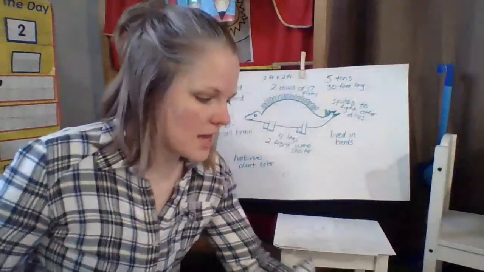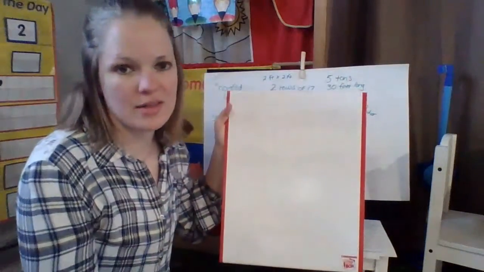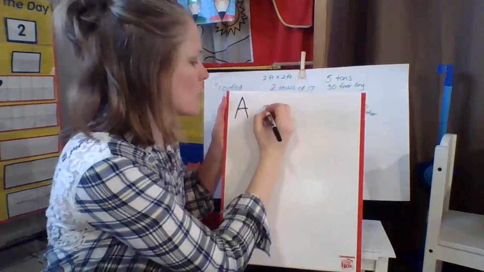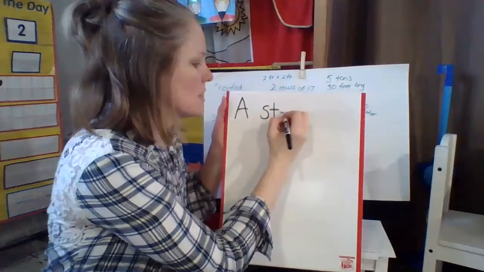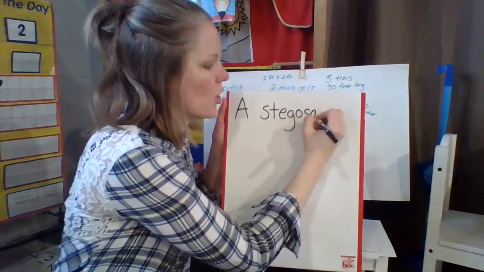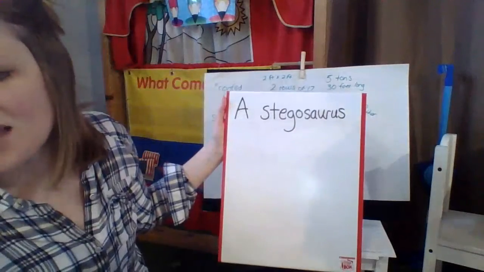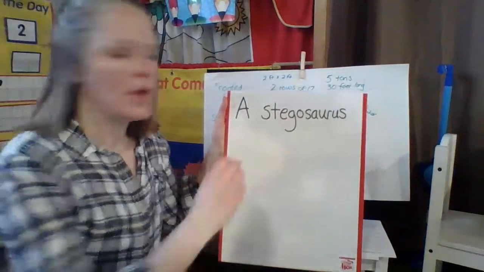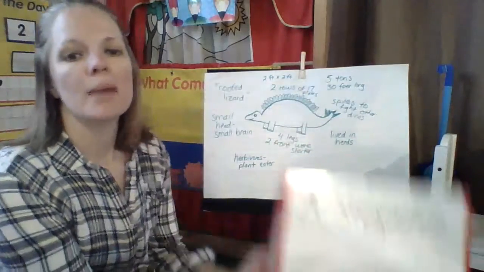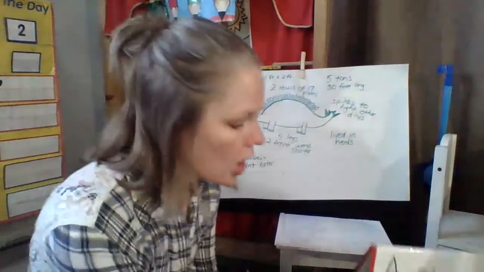Your writing today is A Stegosaurus. We kind of already talked about that. Stegosaurus is longer to write than T-Rex. So you start with your capital A, then Stegosaurus. So S, T, E, G, S, O, R, U, S. Let me check if I spelled it right. Stegosaurus. Yes. And then you're finishing your sentence. So look back at your chart. A fact. Make it into a sentence. A Stegosaurus something.